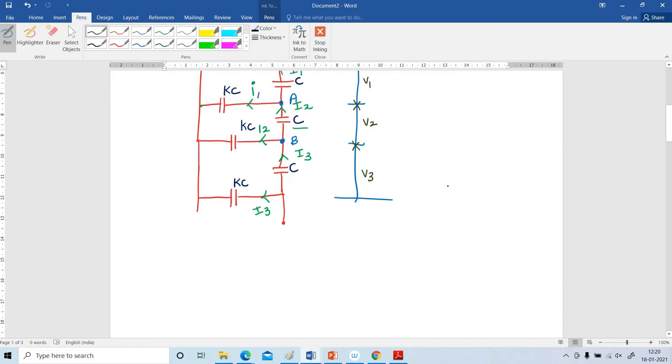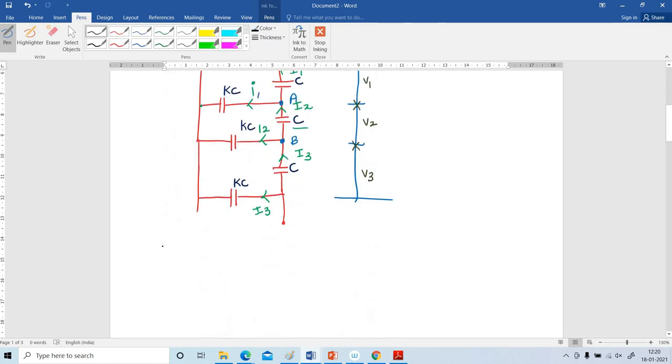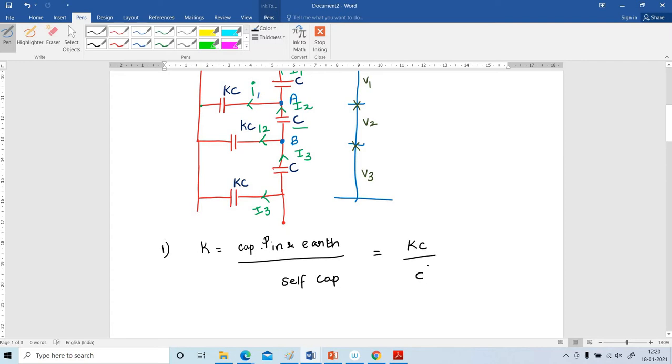First question, the ratio of capacitance between pin to earth and ground. So K is the ratio of capacitance between pin and earth to which capacitance, that is self-capacitance. Capacitance between pin and earth is given Kc, self-capacitance is C. So this is the equation. Okay, how to find out this K?